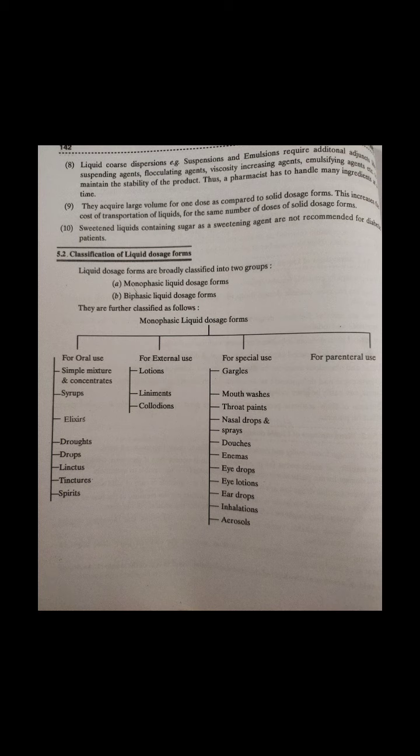So the label must carry directions like for external use only. Do not touch the dropper with the eye. Avoid contamination during use and discard after 1 month of opening the container, along with other necessary requirements of liquid dosage forms for external use.